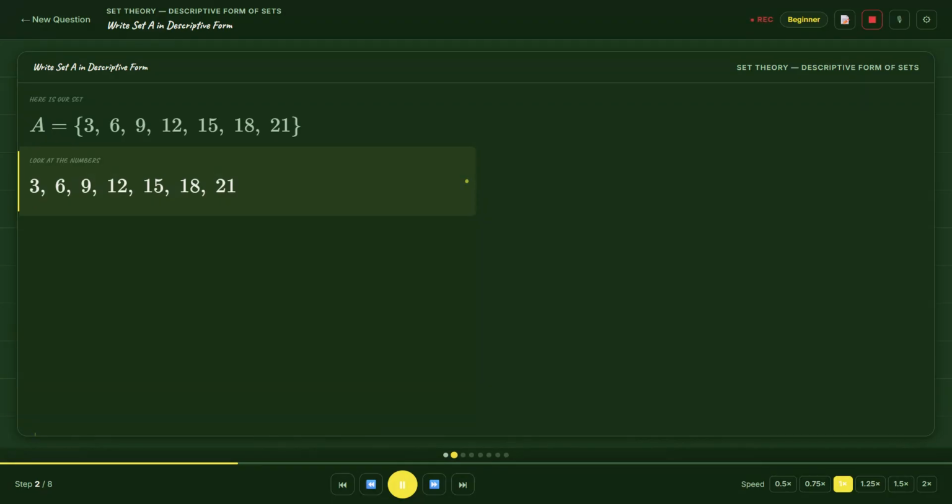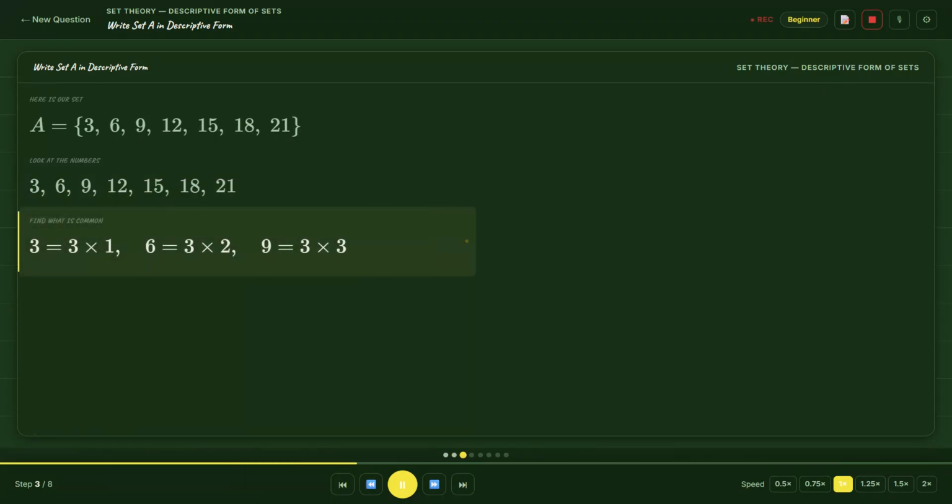Do you see something special? Each number is 3 more than the one before it. Let's check. 3 is 3 times 1, 6 is 3 times 2 and 9 is 3 times 3. These are all numbers we get when we count by threes.